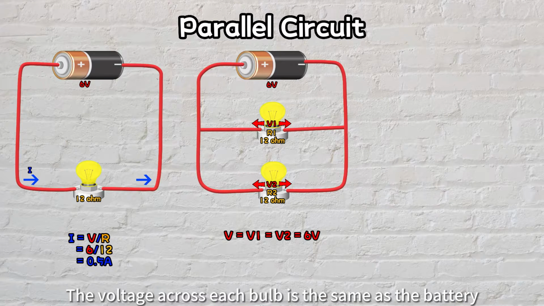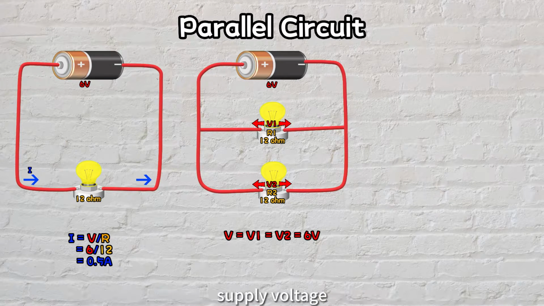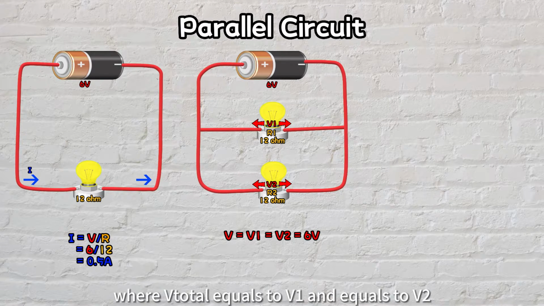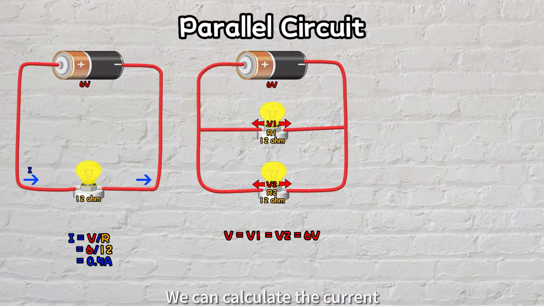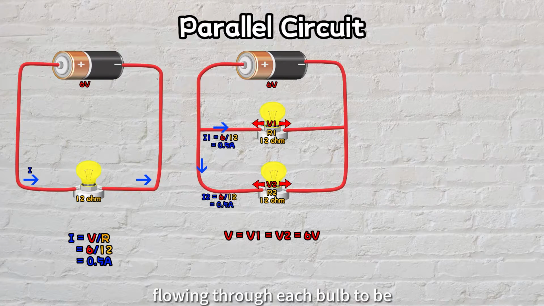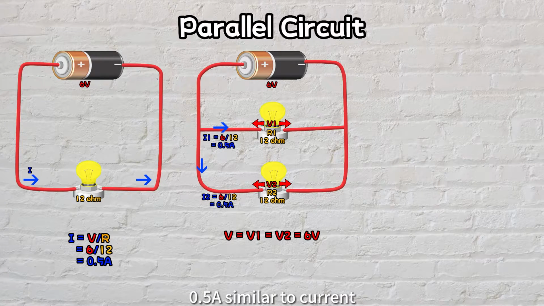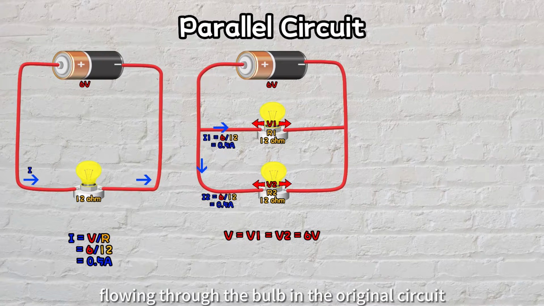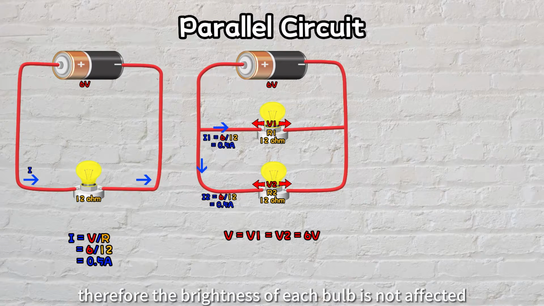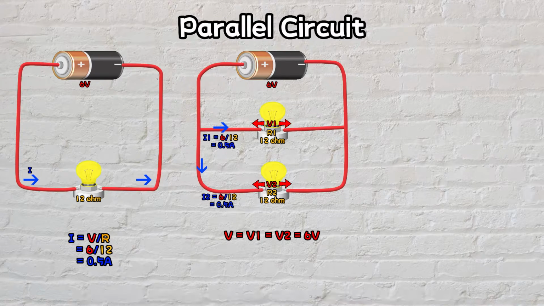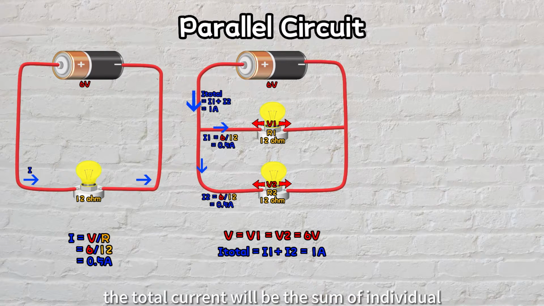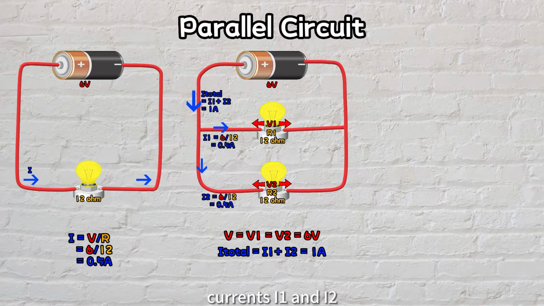The voltage across each bulb is the same as the battery supply voltage, where V total equals V1 equals V2. We can calculate the current flowing through each bulb to be 0.5 amp, similar to the current flowing through the bulb in the original circuit, therefore the brightness of each bulb is not affected. However, in a parallel circuit, the total current will be the sum of the individual currents, I1 and I2, which will result in a total current of 1 amp.